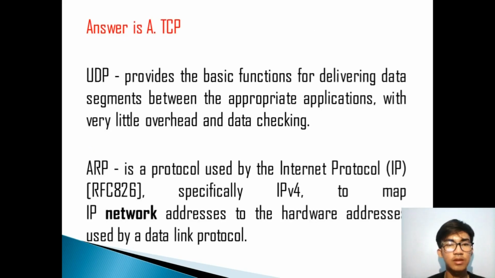UDP provides the basic functions for delivering data segments between the appropriate applications with very little overhead and data checking. ARP is a protocol used by the Internet Protocol, especially IPv4, to map IP network addresses to the hardware addresses used by a data link protocol. So that's the function of UDP and ARP. So let's proceed now.